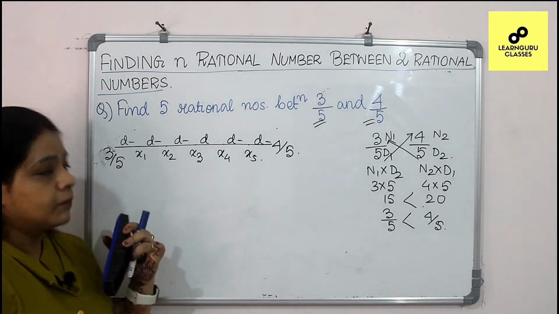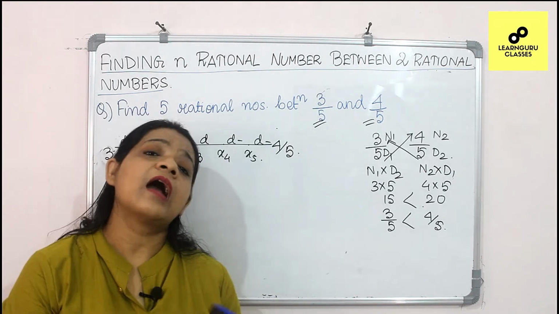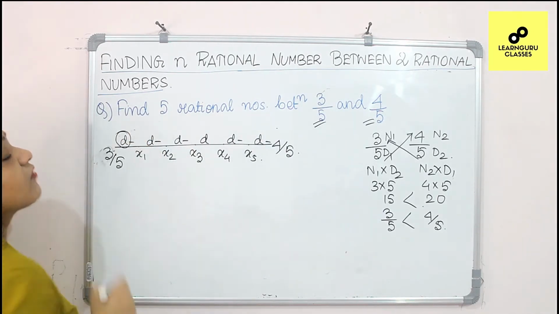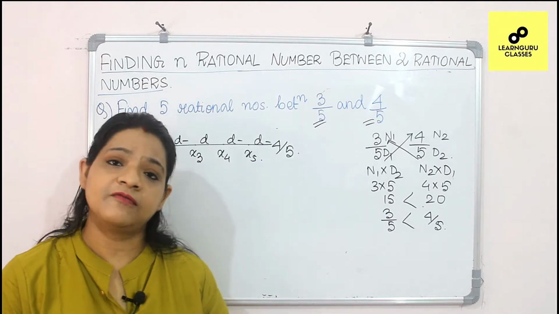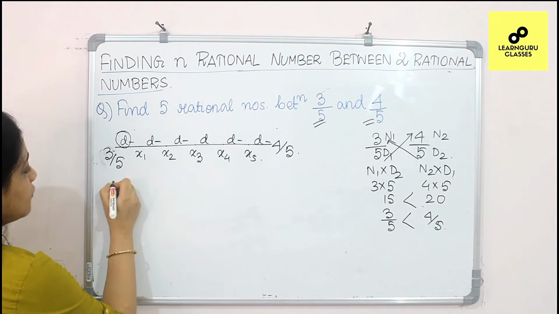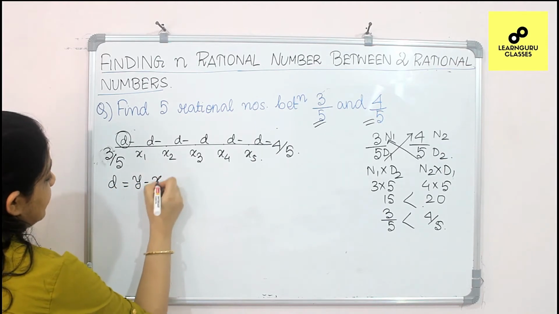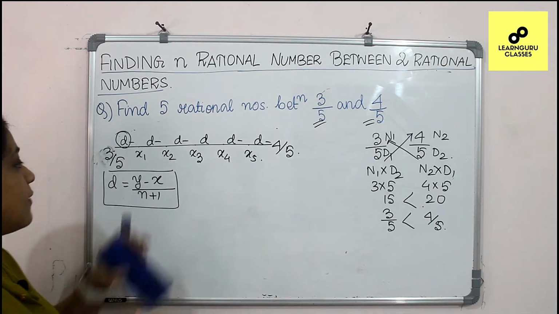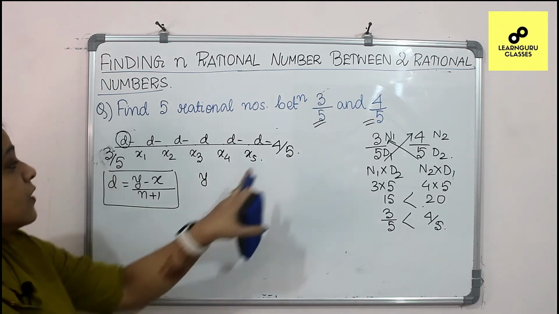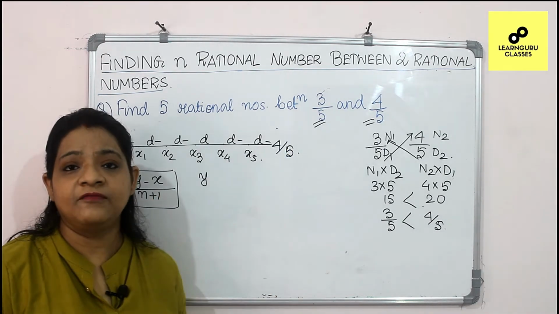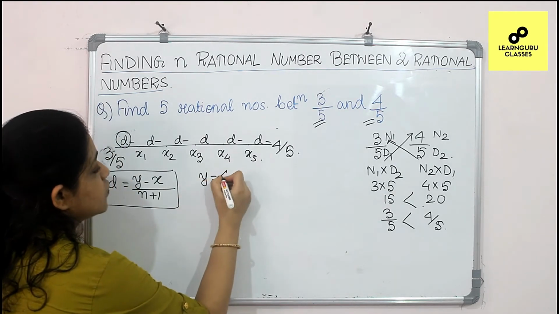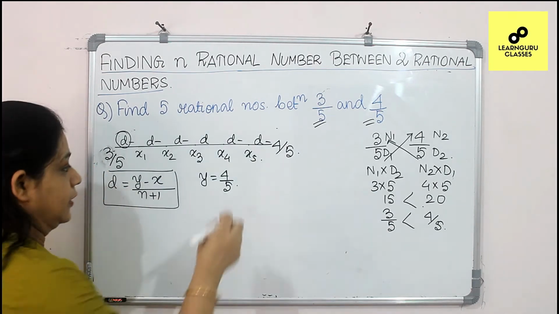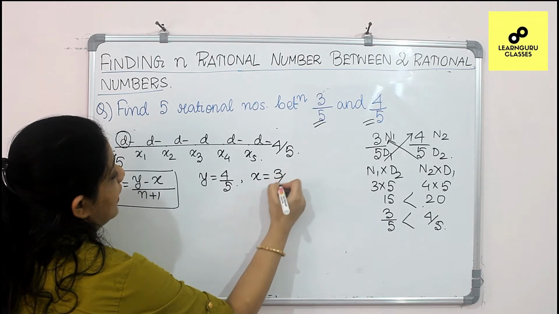To solve the sum using either the second method or the third method, you have to use the concept of common difference. That is, you have to find the value of D. How will you find the value of D? D equals y minus x divided by n plus 1. This is the formula of D, where y stands for the greater number. 4 by 5 is the greater number, so y equals 4 by 5. 3 by 5 is the smaller number, so x equals 3 by 5.